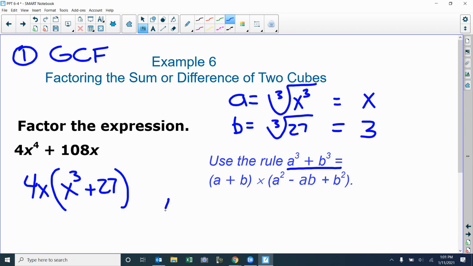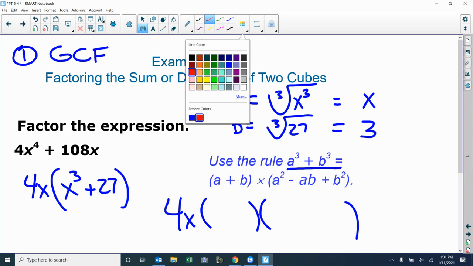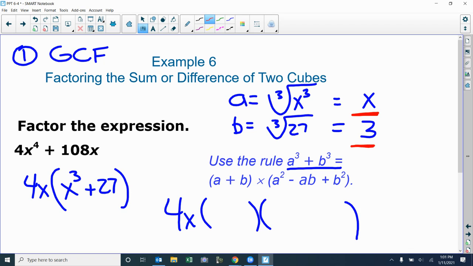So I've taken this 4x out, and now all I'm going to do is figure out what my a is. Boom. My b. And do what? Put them in the cookbook. There's the cookbook waiting for me. My a is x. My b is 3. So that's a plus b. I'll put that. I still have the 4x out front because that was my GCF.